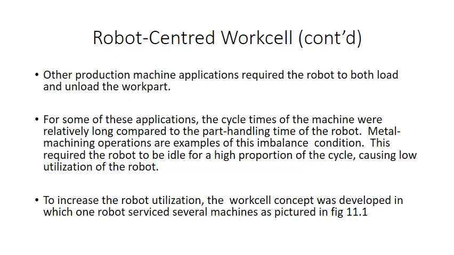Other production machine applications required the robo to both load and unload the work part. For some of these applications, the cycle times of the machine were relatively long compared to the part handling time of the robo. Metal machining operations are examples of this imbalance condition. This required the robo to be idle for a high proportion of the cycle, causing low utilization of the robo.